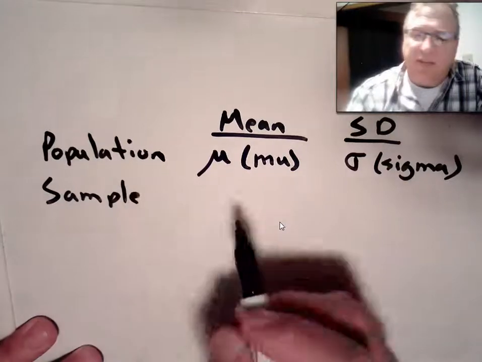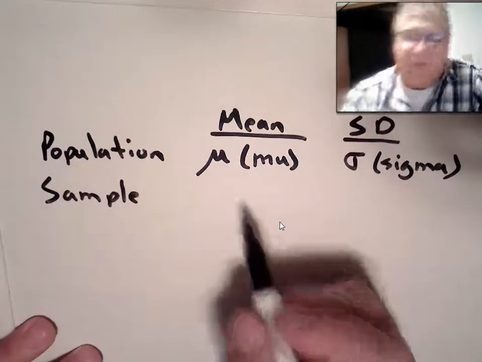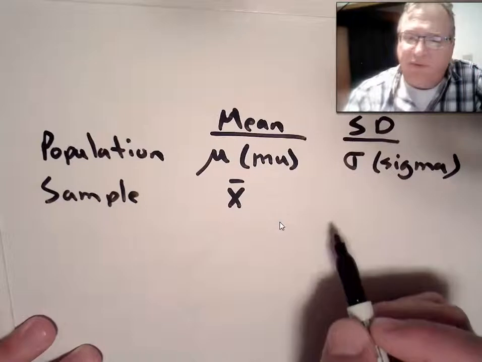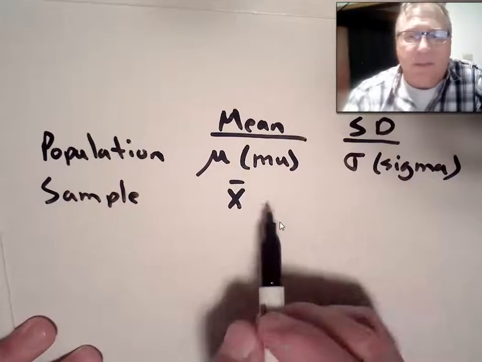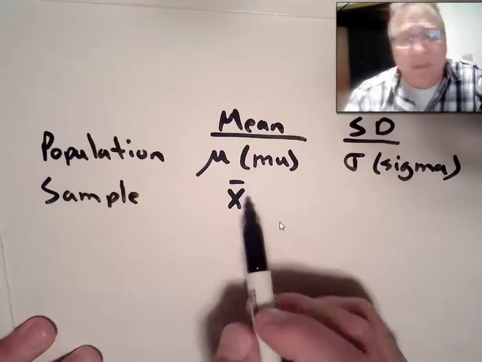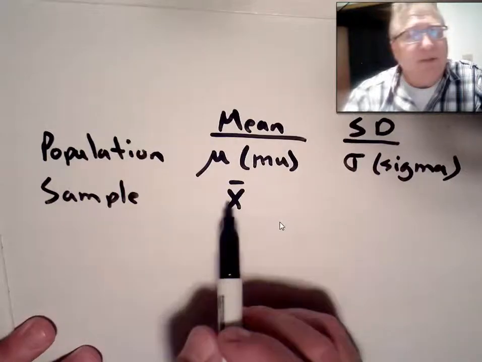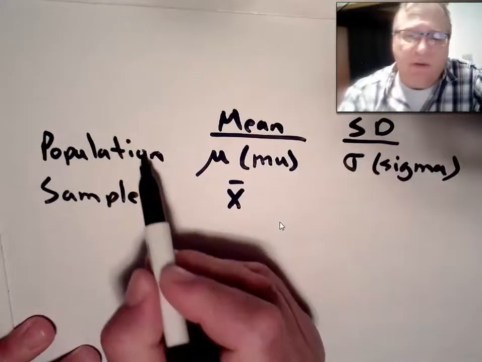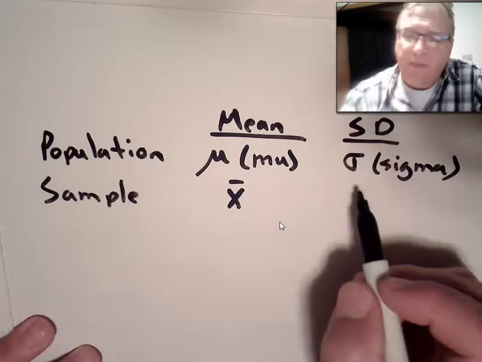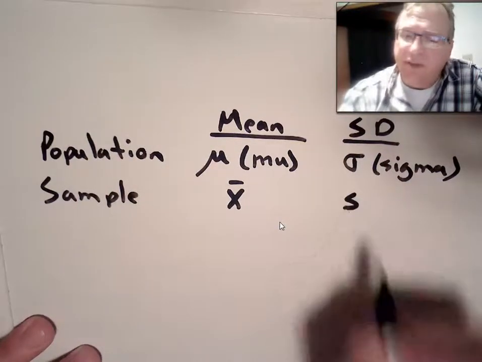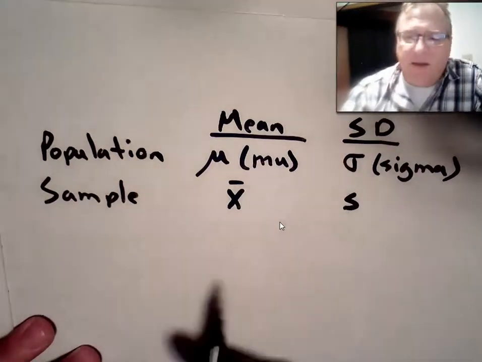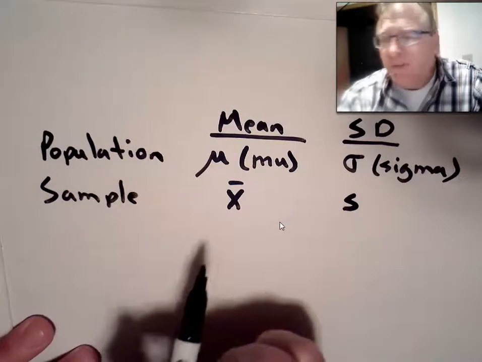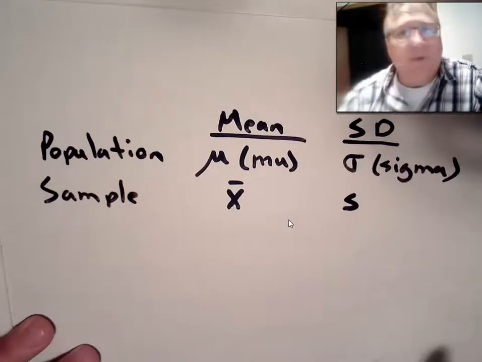What about for samples? We don't use the same symbols. No. The mean of a sample we refer to as x bar. It means the same thing. It's the mean of the sample, but we use a different symbol to differentiate between a sample that we have drawn from the population. Also, for standard deviation, we use the symbol s. Now, you probably know this, but it's very important that you have this locked in your mind for the rest of the work that we're going to do this week.